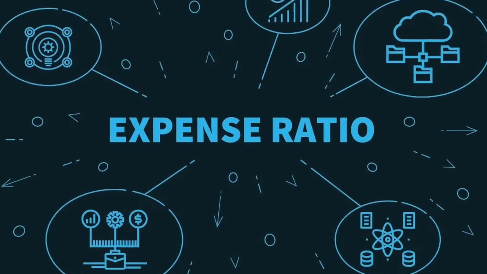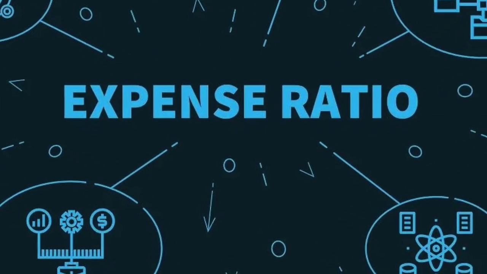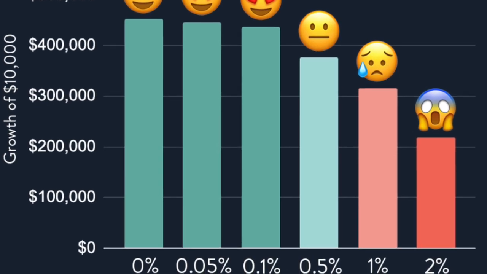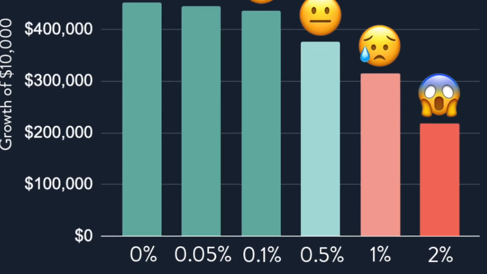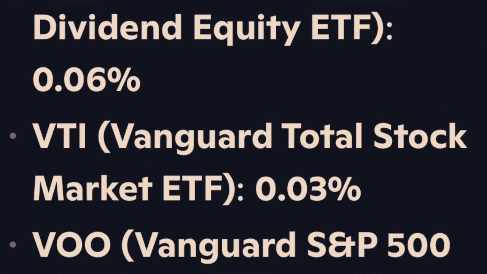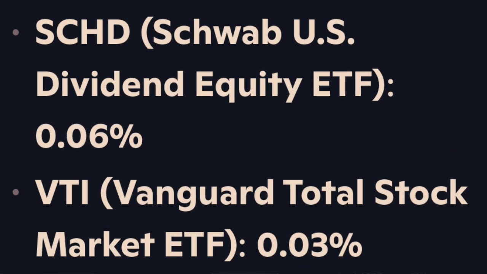Next, let's go back to that expense ratio. And this is a big one. This is how much you are paying in fees to invest into a particular ETF. So when it comes to this, why pay more if you don't have to? And we'll get more into that. Many of the ETFs that I invest into have low expense ratios of 0.03 or 0.06, for example.